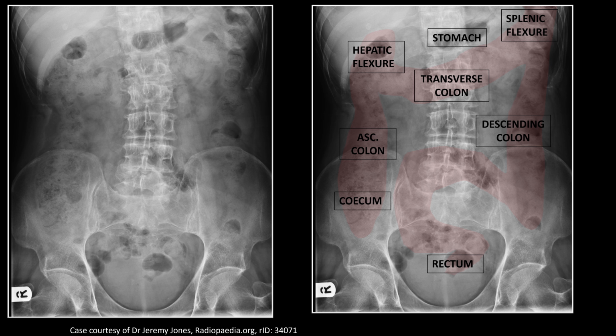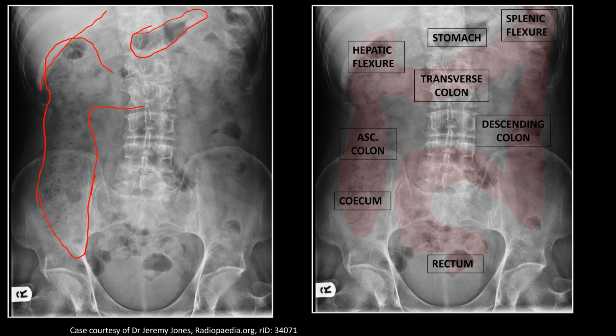In this image, we will try to identify gastrointestinal organs. This is the image taken in the supine position. Here we can identify the stomach, and this is the cecum, ascending colon. Here is the hepatic flexure of the colon. You can identify the lower border of the liver here also.